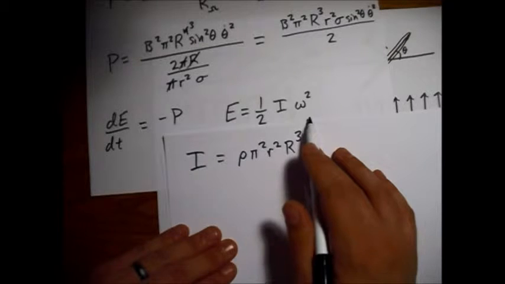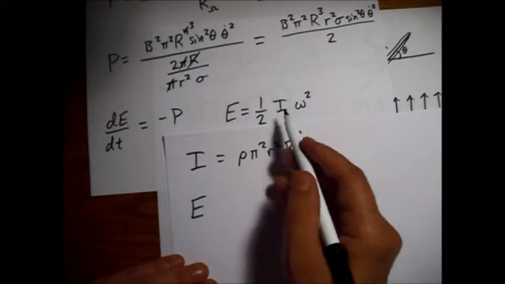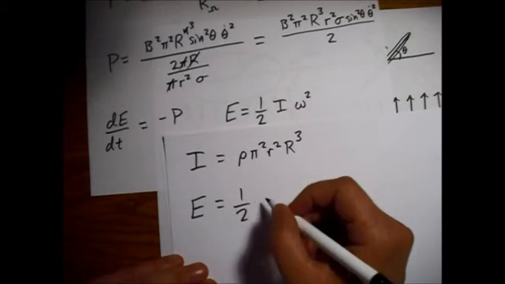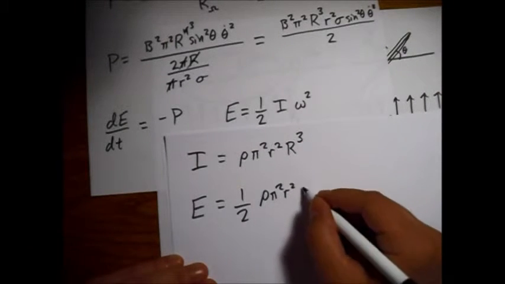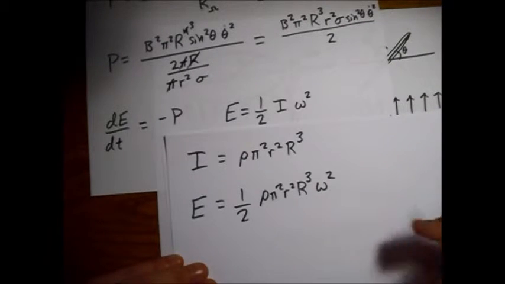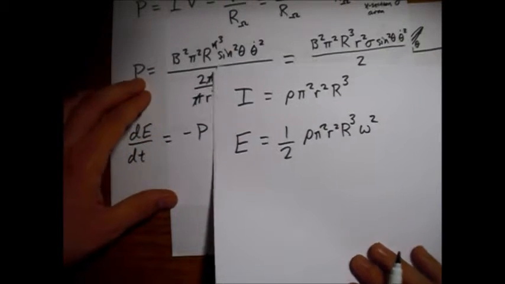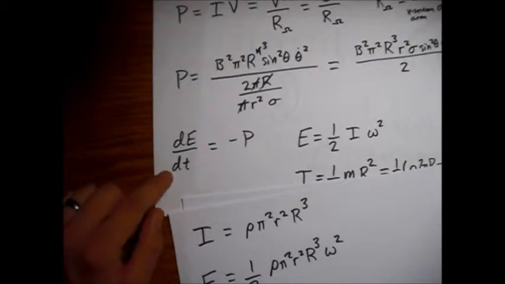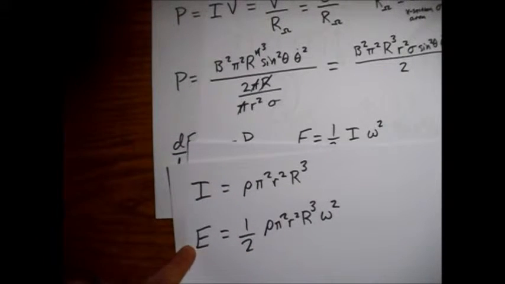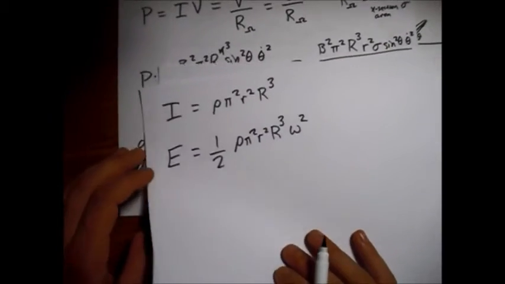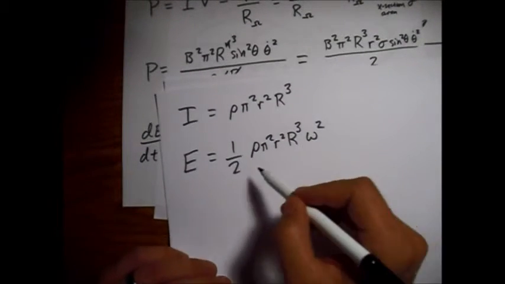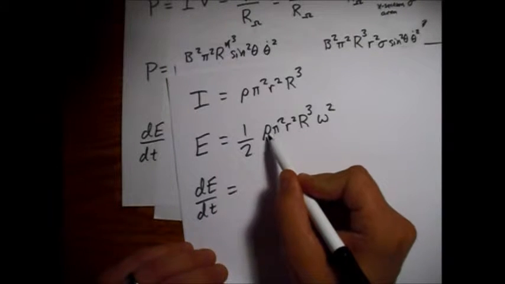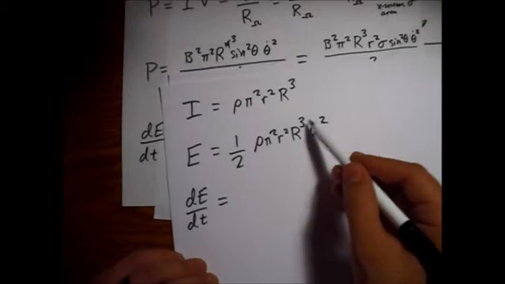Let's go back up and find our E. All right, so we have our 1/2 now, this time from the E. Then we plug in our I, which is rho pi squared, little r squared, big R cubed, omega squared. All right, we're getting closer. So now, we found the dissipation power way back here, and we just need to take the time derivative of this and set it equal to minus this dissipation power, or the power being dissipated. All right, so let's take the time derivative of this.